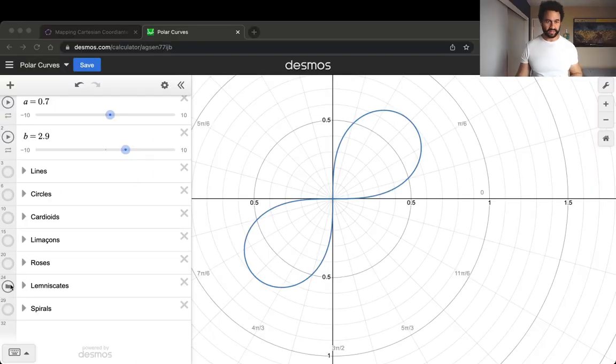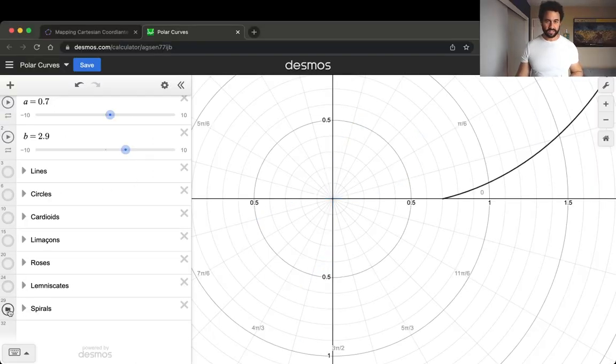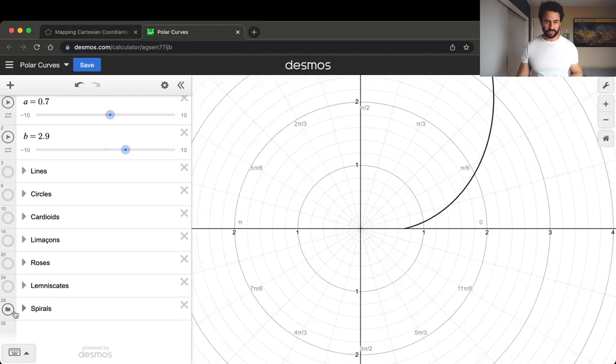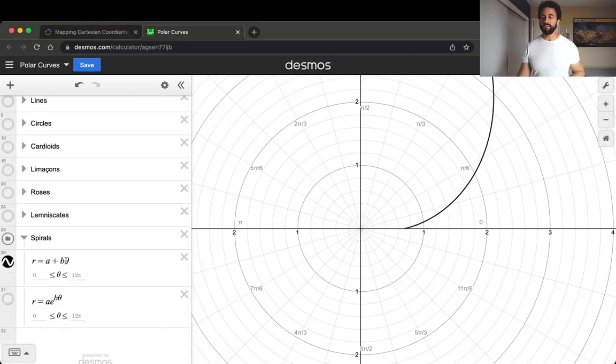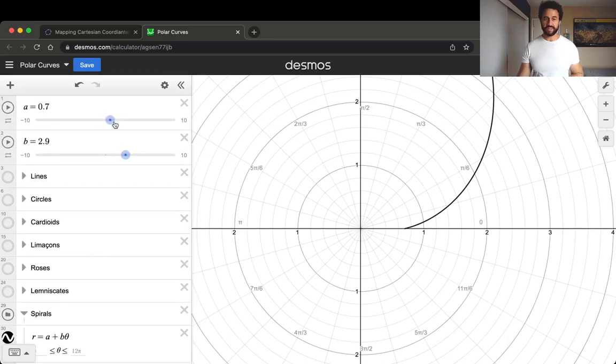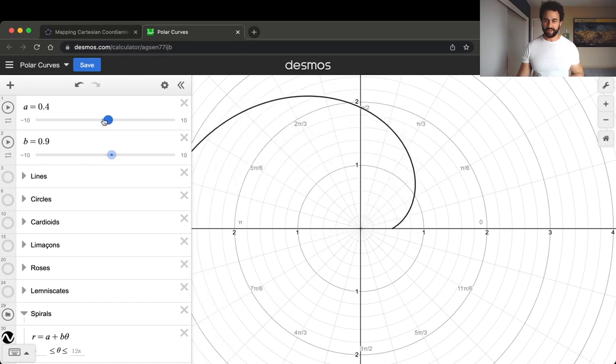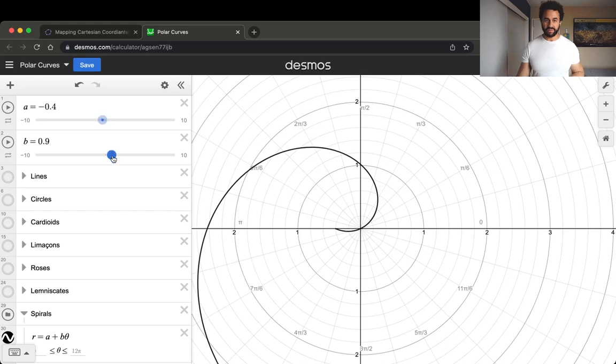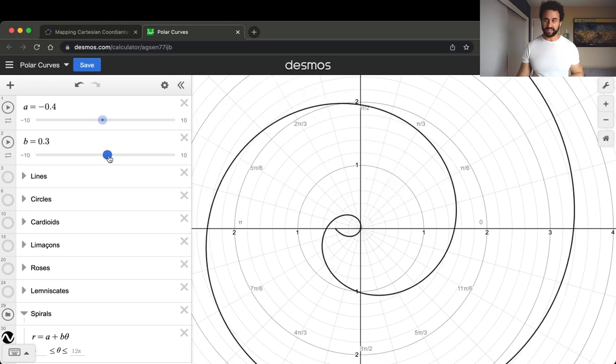All right, we're going to go back to this. Spirals. Okay, let me zoom out a bit. Which one do I have drawn first? Okay, so I have the Archimedean spiral first. r equals a plus b theta. And if I change a, you can see that it moves the location of it. Let me lower b a little bit. There we go. So it changes the starting point of the spiral when you change a. And then if I change b, that's going to change how tight the spiral is.